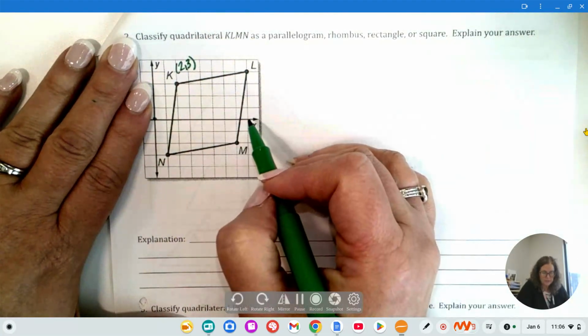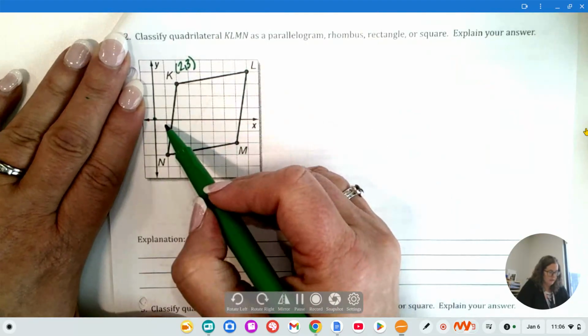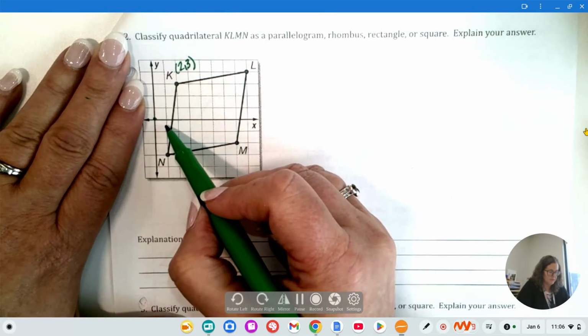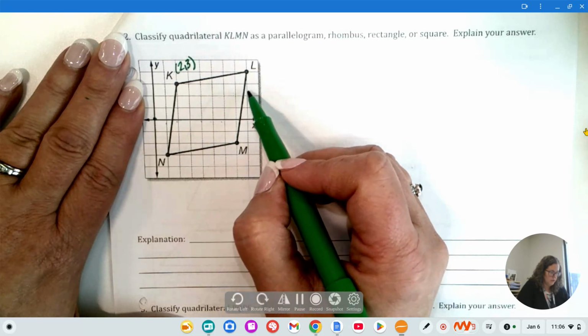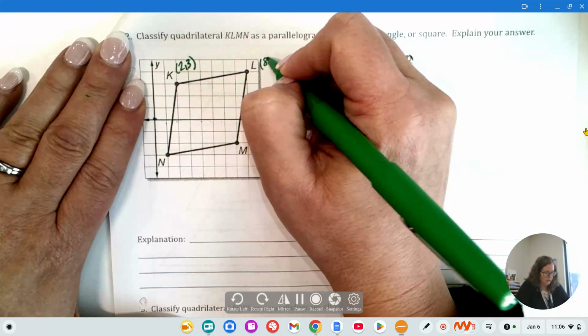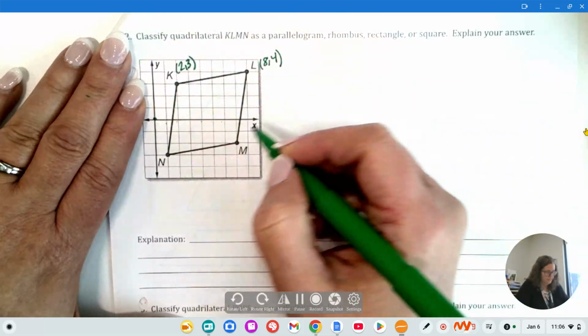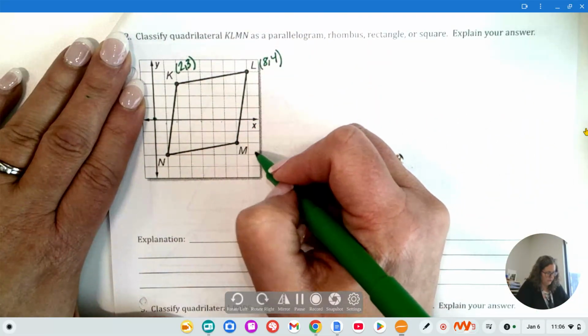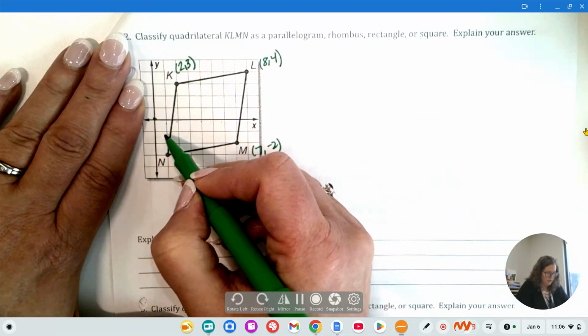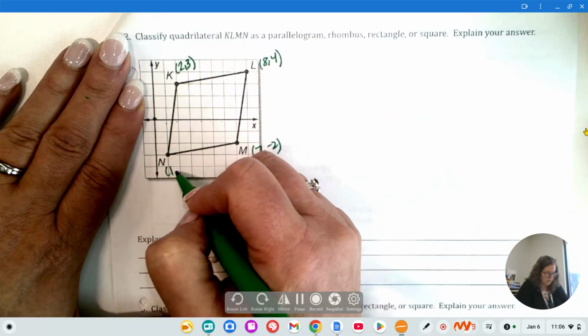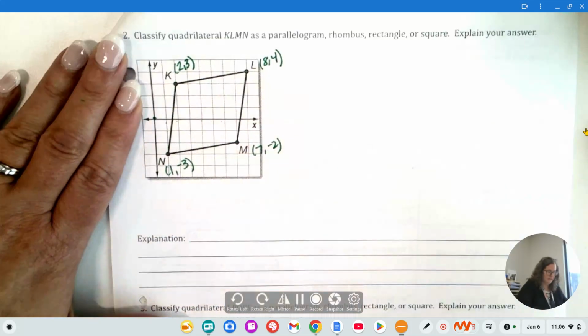If they are not right, then obviously you're going to get it wrong, and that's one of those biggest mistakes that happens. So then it's over 1, 2, 3, 4, 5, 6, 7, 8. So 8, 4 is L. Okay, so that means the 7 is over and then down -2 for M. And then over 1 and down 1, 2, 3. 1, -3 for N. Okay?